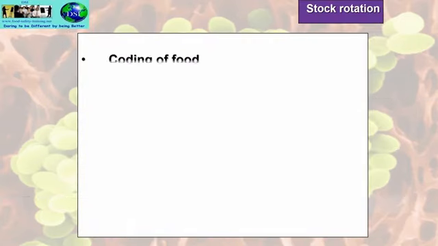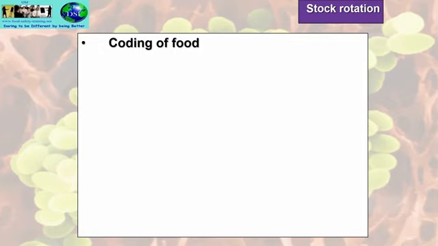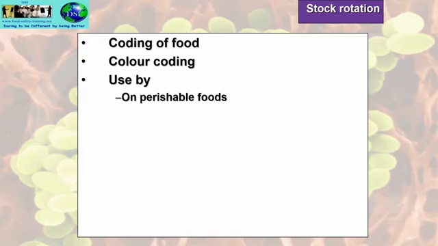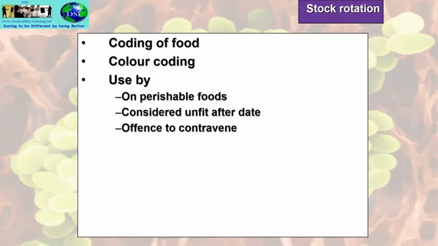Stock rotation. So make sure that food is thoroughly coded. Color coding is a good way of stock rotation, like day dots. Use by dates, always make sure you abide by those. They are food safety dates. And these you'll find on perishable foods. It's considered unfit after the date. It's an offence to contravene, as I mentioned. It's an offence to change the date.